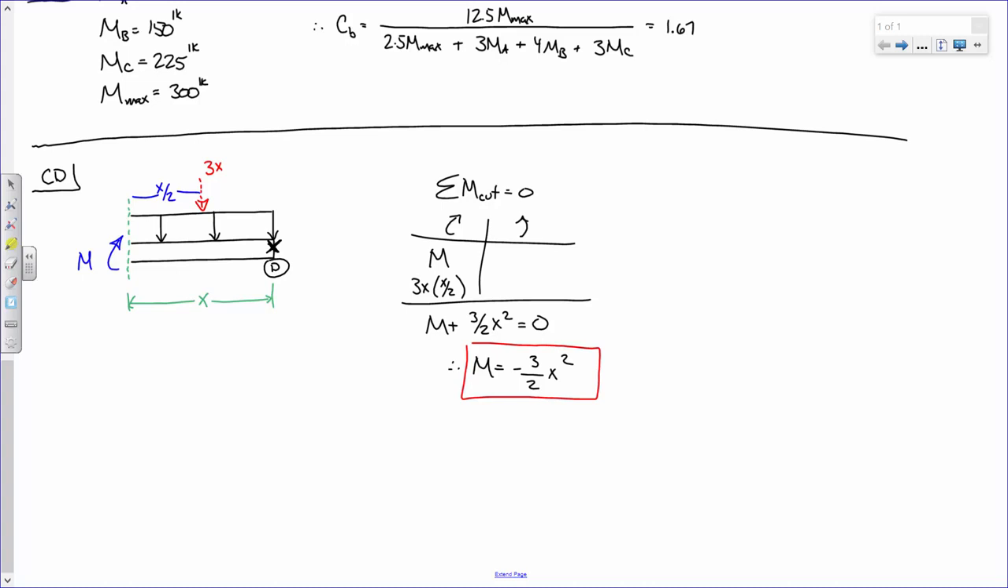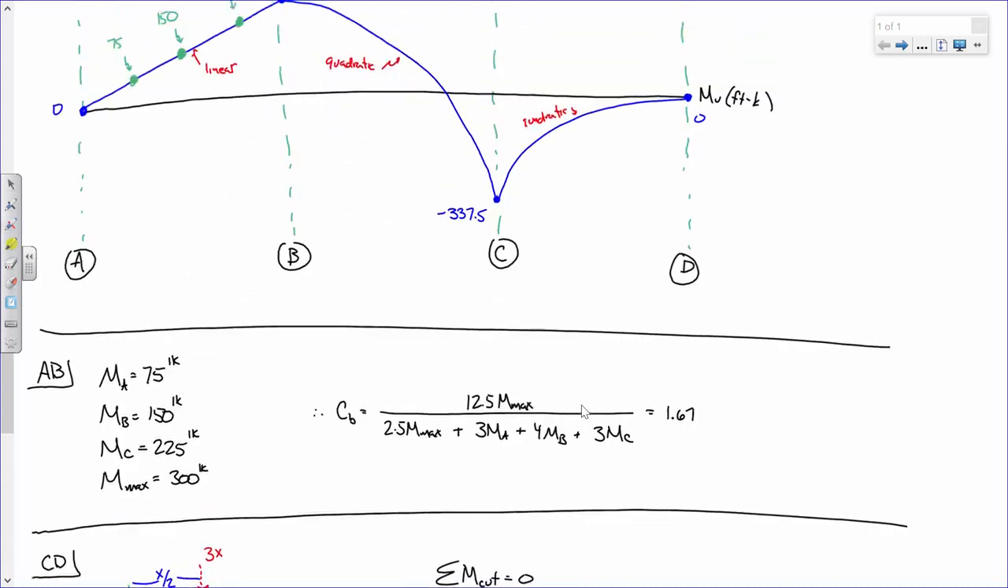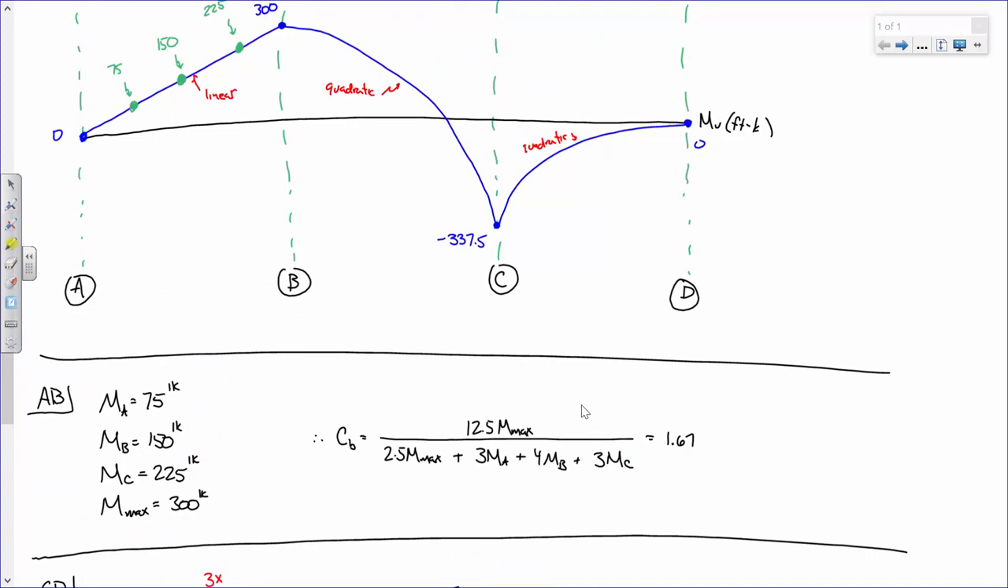So now we have an equation. This equation here, if I scroll up to my moment diagram, that is the equation of this curve. I'm going to erase that, and I'm going to say that this curve, M, is minus 1.5 x squared. That's the equation of that curve. Okay? So now what I'm going to do is use that expression to determine quarter point moments. So I'm going to determine a moment right here, a moment right here, and a moment right here.